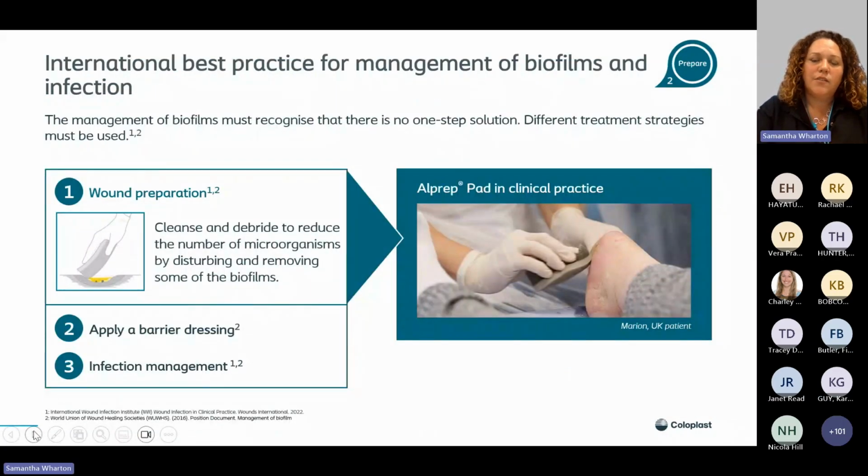International best practice for management of biofilms and infection says to use wound preparation, so to cleanse and debride to reduce the number of microorganisms within that wound bed by disrupting and removing those biofilms. We've got a picture here of the Coloplast All Prep pad in clinical practice, and it's showing how that can be effective at removing and disrupting that biofilm and getting that devitalized tissue removed really effectively within that wound.